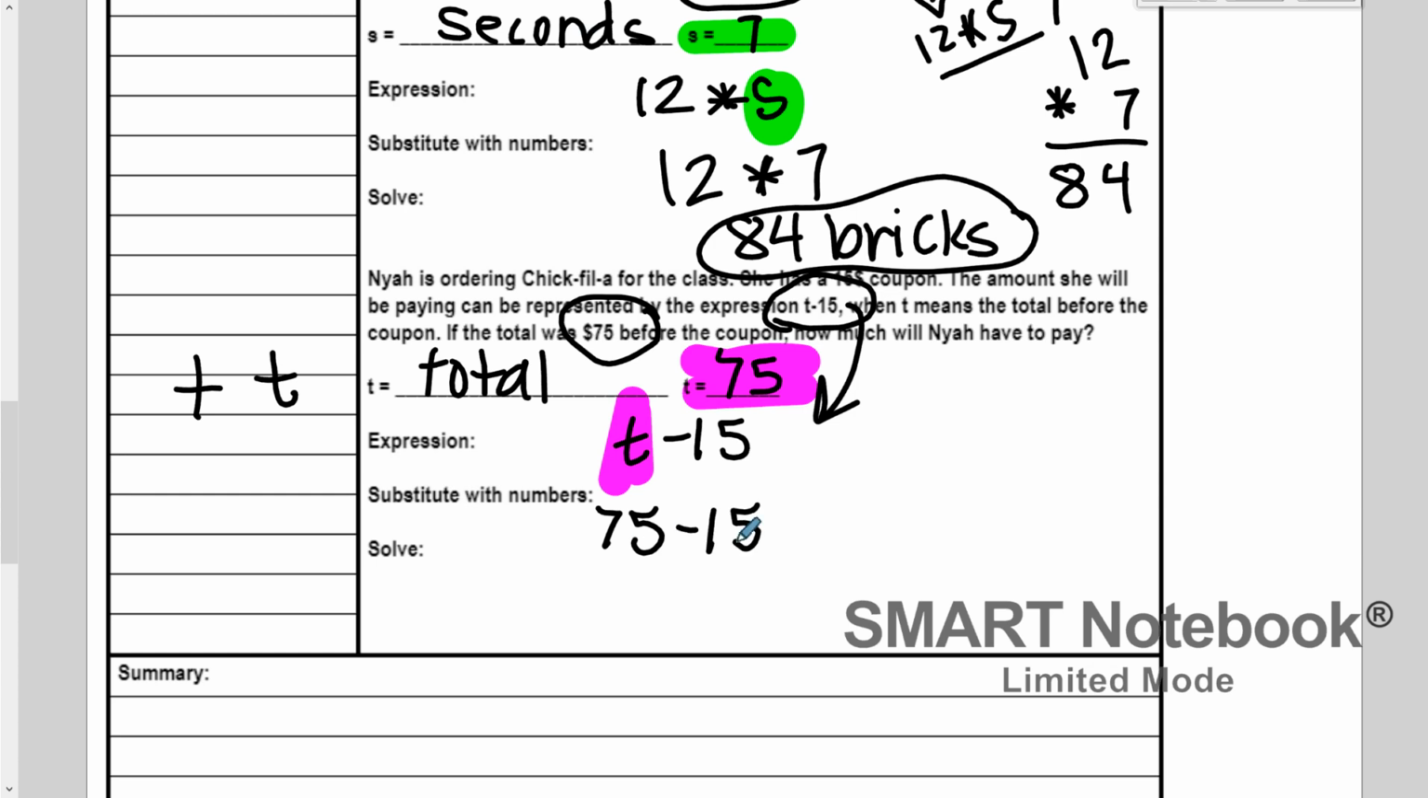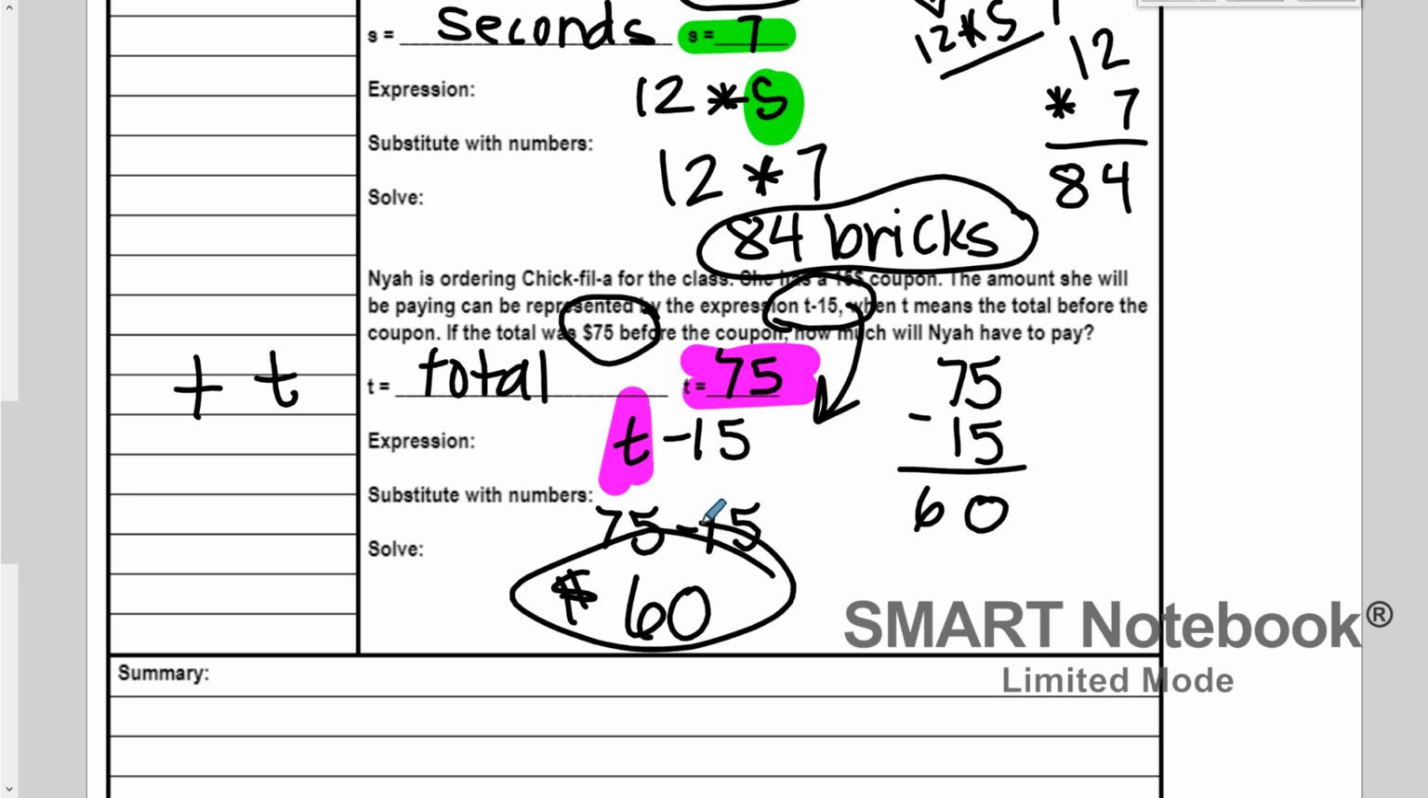We will do that subtraction. If that's not mental math for you, stack them. 75 minus 15. Easy peasy. We've got 5 minus 5. 7 minus 1. So our answer would be 60. The question asked if the total is $75 before the coupon, how much will she have to pay? So this will be in dollars. Circle that answer. And we are good to go.